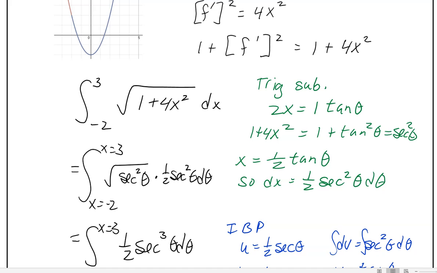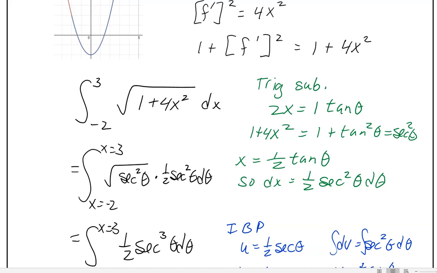This means that when we try to rebuild what's under the radical, 1 plus 4x squared, we get 1 plus, and we square both sides to get tangent squared, which of course gives us the Pythagorean identity secant squared. Then we can replace the 1 plus 4x squared with secant squared. The next thing we need to do is solve for x so we can replace the differential dx. We divide both sides by 2 to get x as 1/2 tangent of theta. Then taking the derivative of each side, we get dx should be replaced with 1/2 secant squared of theta d theta.